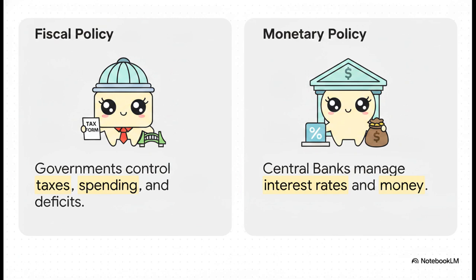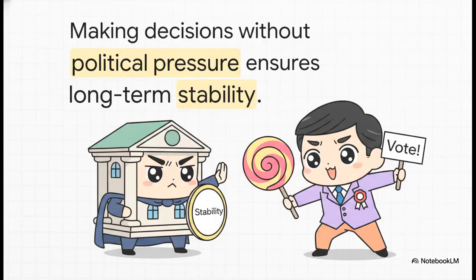On the other side, we have monetary policy, which is controlled by central banks. They manage the actual money supply and set interest rates to maintain price stability and basically try to keep that inflation monster under control. Now, a totally crucial factor in how this works is central bank independence. Central banks, which are often called the banks of the banks, generally operate independently from political leaders. And the reason for this is structural.